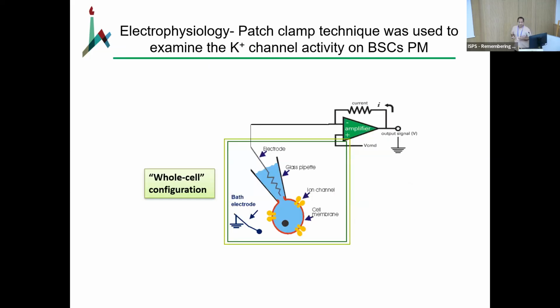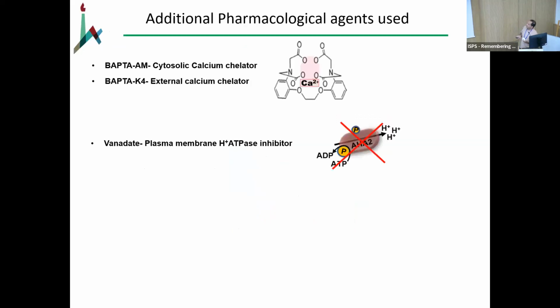We use a patch clamp technique to measure currents of ions. And we use blockers. For example, we use BAPTA, which blocks calcium. We had BAPTA that works in the cytoplasmic space. So when you put BAPTA AM, that means you don't have calcium in the cytoplasm.